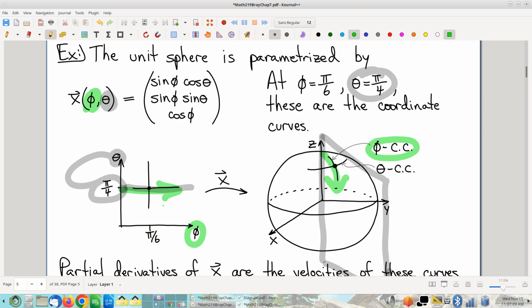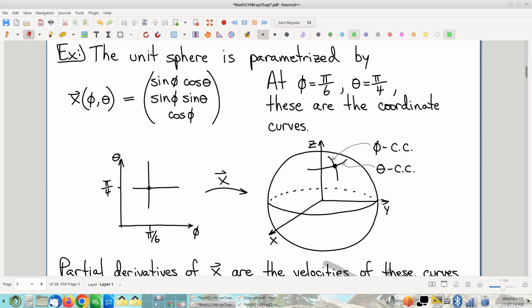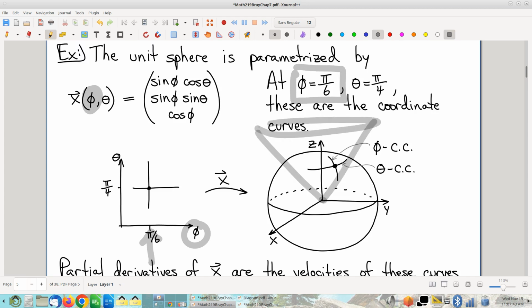Likewise for the other direction. Let's just go ahead and finish this example. What happens if we fix phi now? I'm going to fix phi at pi over 6. Phi is not allowed to change. What does it look like if phi is stuck at pi over 6? Well, a constant value of phi is going to give us a cone-shaped thing.